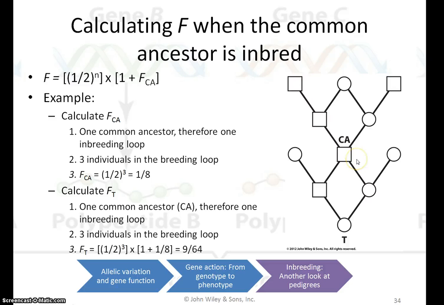Let's first calculate the inbreeding coefficient. This common ancestor has one common ancestor here, so one inbreeding loop, 3 individuals, 1, 2, 3. So that coefficient is going to be 1/8. Now, to calculate the inbreeding coefficient for individual T, here's our one common ancestor, one inbreeding loop, 1, 2, 3 individuals. So the inbreeding coefficient for individual T is going to be 1/2 to the third power times 1 plus the coefficient for the common ancestor, for a total of 9/64.